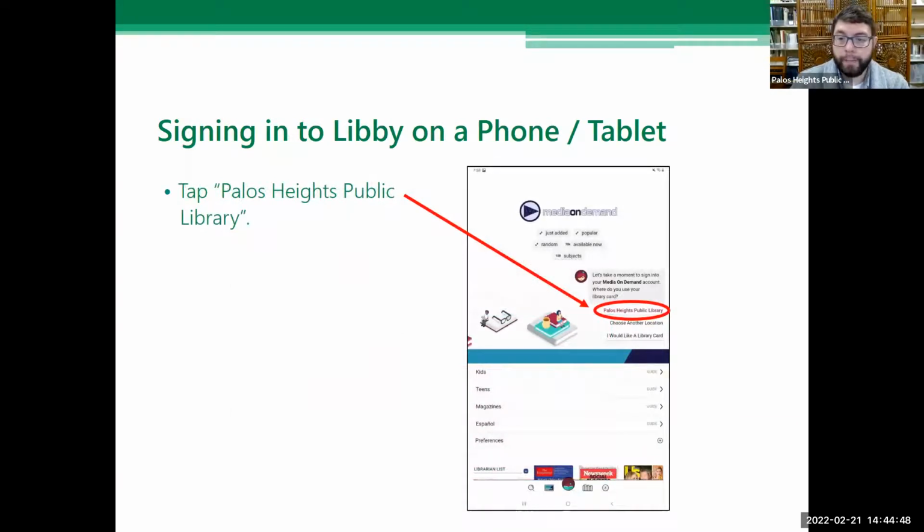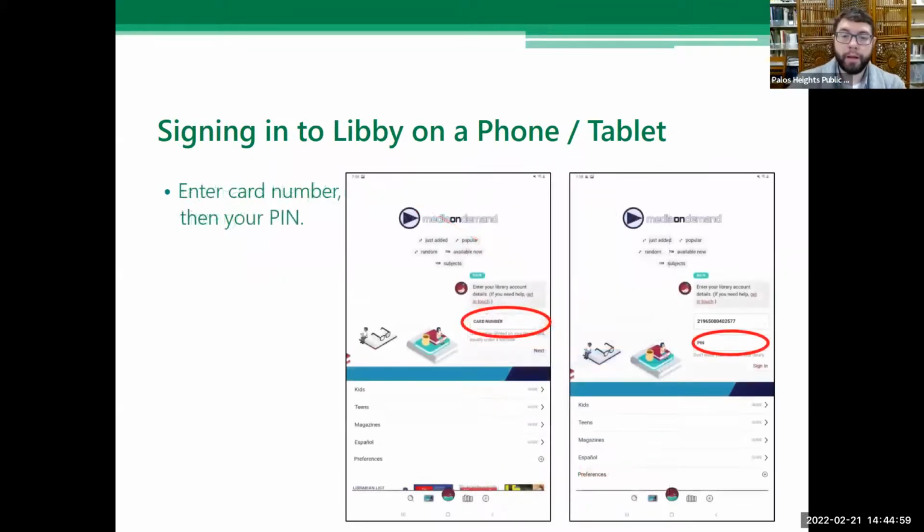And once you do that, it'll say, hey, now we need to actually sign you into your account. So tap on Palos Heights Public Library, which is where you use your library card. And here's where you would put in your card number and your PIN on your phone or tablet.